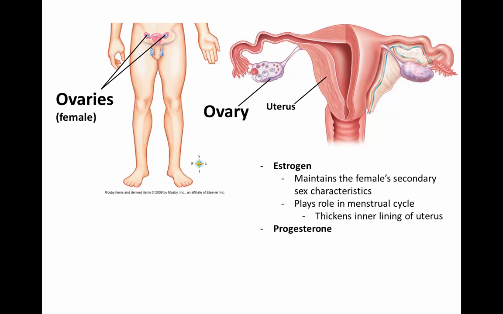Estrogen functions in maintaining the female's secondary sex characteristics and plays a role in the monthly menstrual cycle by stimulating the thickening of the inner lining of the uterus. Progesterone also plays a role in the menstrual cycle by stimulating the increase in vascular support to the inner lining, all in preparation for the developing embryo to implant.